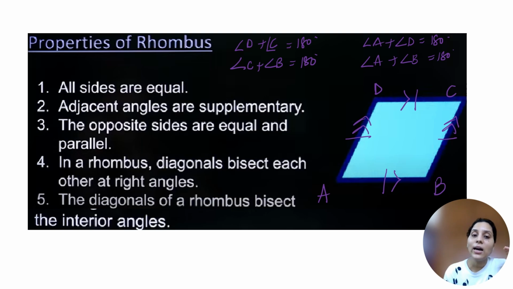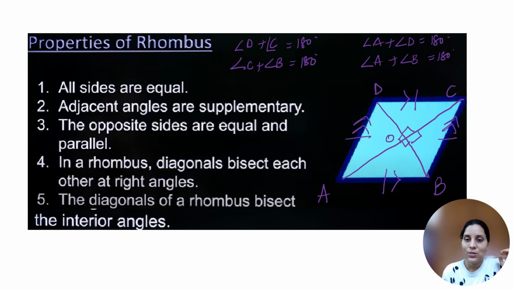In rhombus, diagonals bisect each other at right angles. Again, what is a diagonal? Where the two opposite vertices are joined, a diagonal is formed. So these two diagonals are meeting at a point, and the diagonals are always perpendicular to each other. So this is diagonal 1 and this is diagonal 2. Very important, diagonals are not equal in rhombus. Both the diagonals are different.